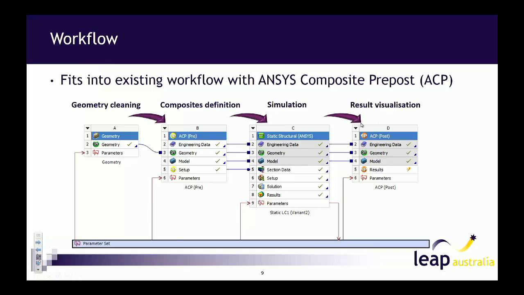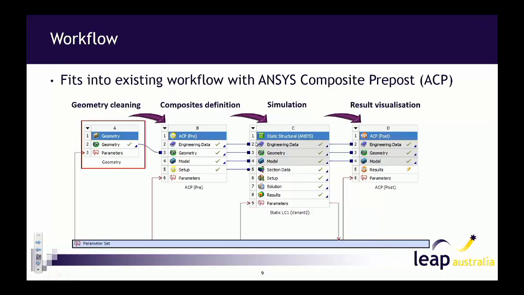So this should look familiar to you guys. It's in the Workbench environment, and the ANSYS Composite PrepPost, ACP, has a pre-processing module which fits in between your geometry and your simulation, and then you can use the ACP post-processor to post-process the results of your simulation. Alright, so I'll quickly go through the workflow.